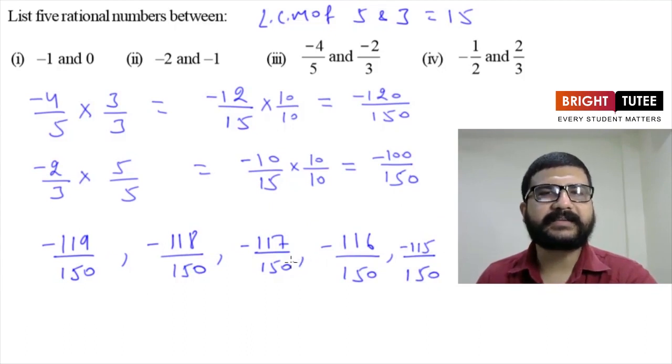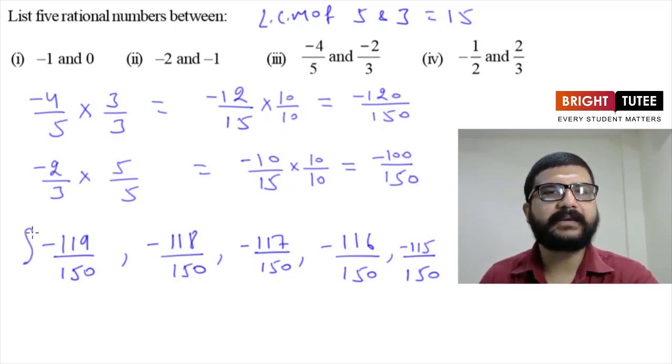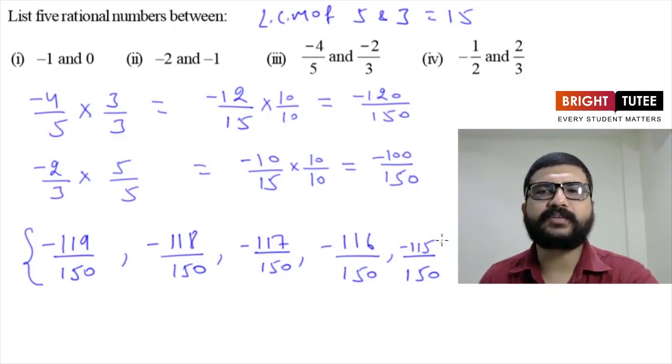So these are the 5 rational numbers which are lying between minus 120 upon 150 and minus 100 upon 150. Now as we know, these numbers are equivalent forms of minus 4 upon 5 and minus 2 upon 3 respectively. So therefore these are the rational numbers which are lying between minus 4 upon 5 and minus 2 upon 3, which was the given question.